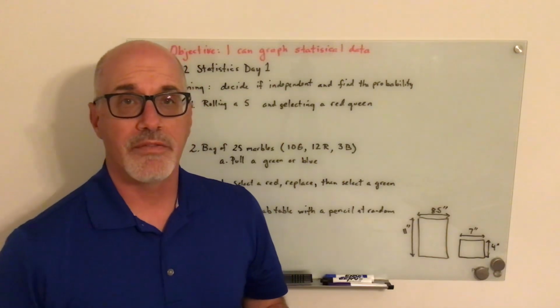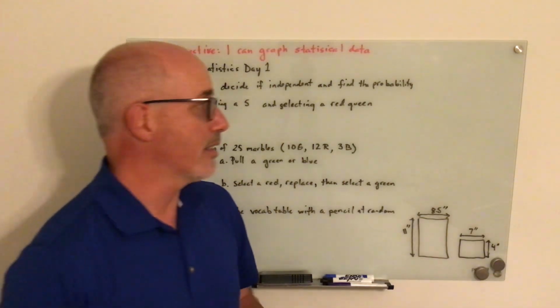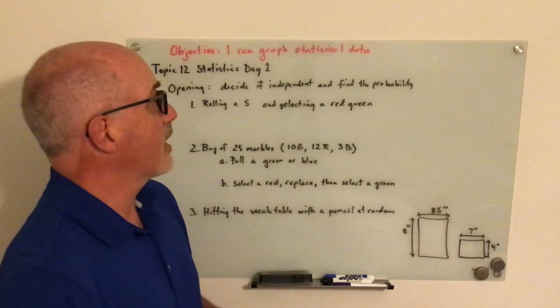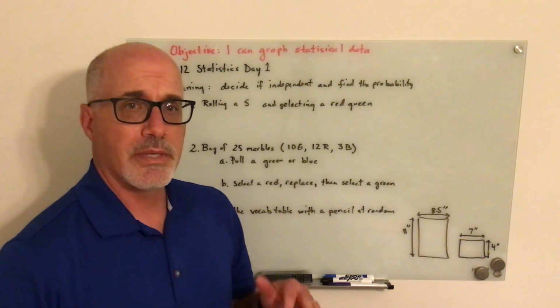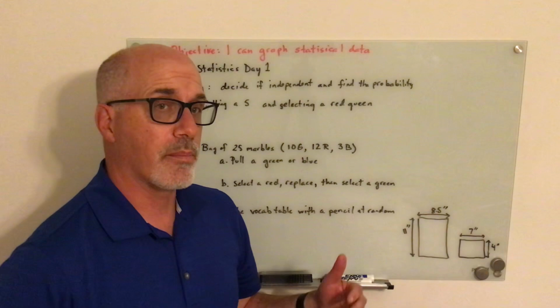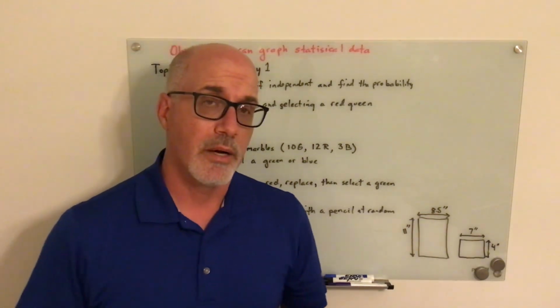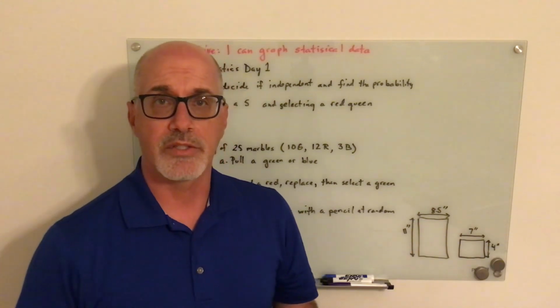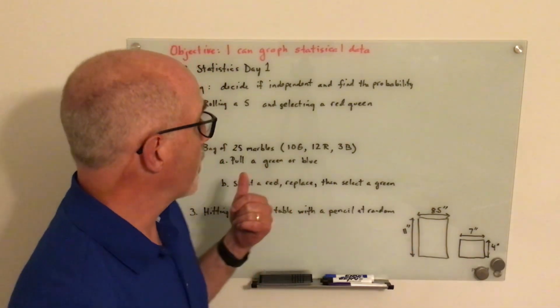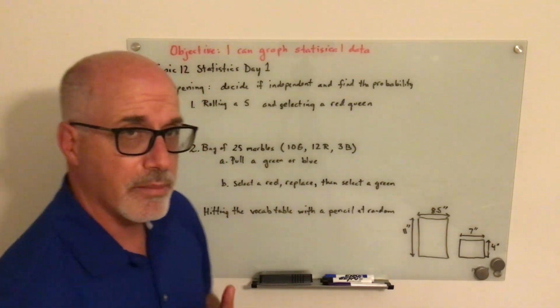This is the opening for the Statistics Day 1 lesson. Our objective is that I can graph statistical data, but this opening is going to be to review some of our probability problems in preparation for what we want to do later, and also just get you ready for next week's quiz. So let me read through the problems for you.